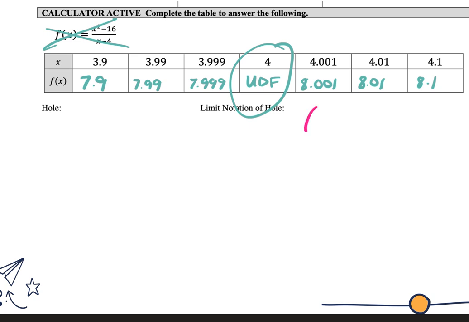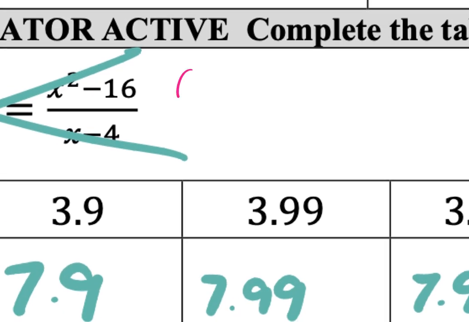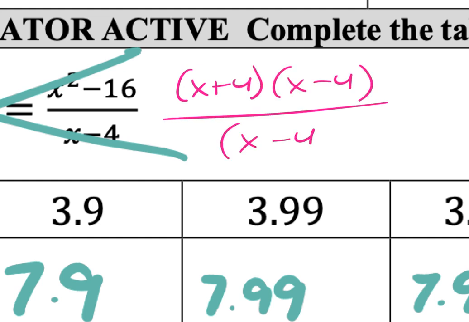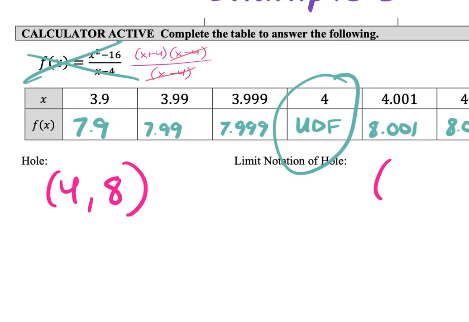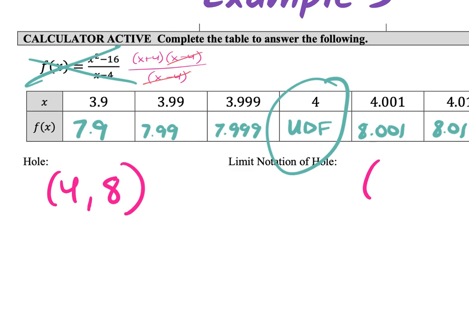The x coordinate of my hole was 4, and the y coordinate of my hole is 8. And I can determine that with just the chart. I don't need the equation. Obviously, if they give you the equation, I can do (x plus 4)(x minus 4) over (x minus 4), and know that x minus 4 is getting crossed out, so 4 is the hole. And then to plug it back in, I'd get 4 plus 4, which is 8, and that would give me the y coordinate of my hole, okay?